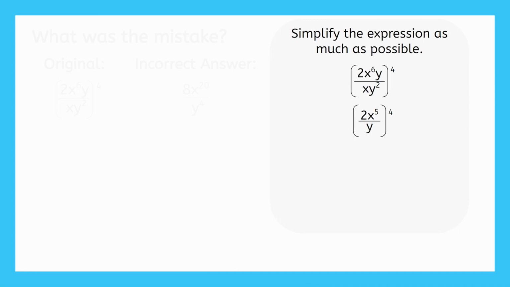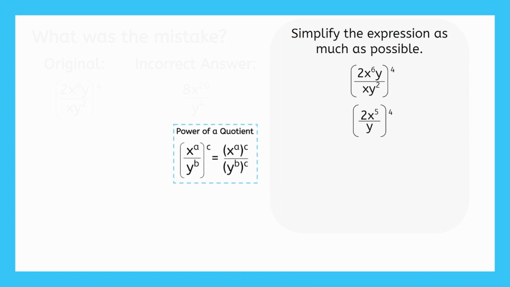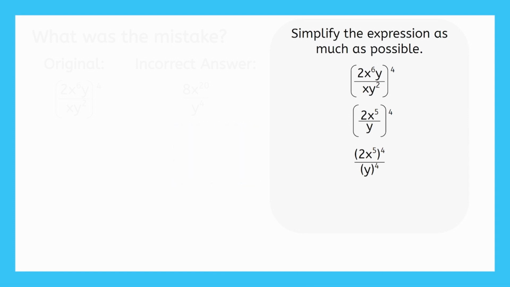Now that the G step of GEMS is complete, let's move on to the E step and deal with the outer exponent. This division inside the parentheses is raised to a power, so we need the power of a quotient property, which tells us that the outer exponent can be distributed to the numerator and denominator. Which property should we use to simplify the numerator now?